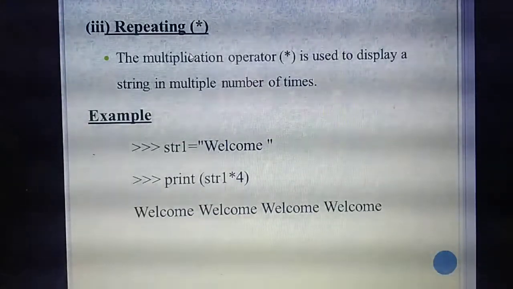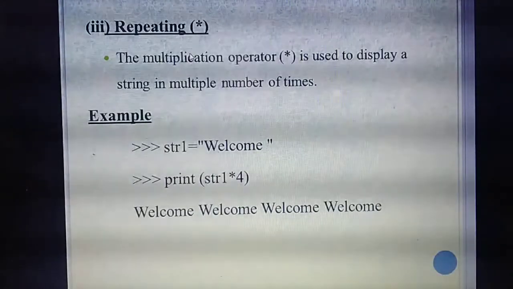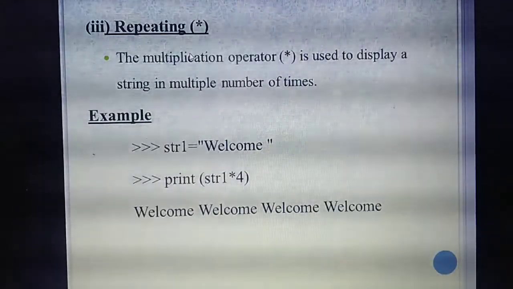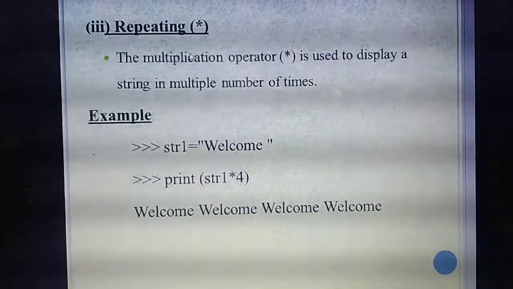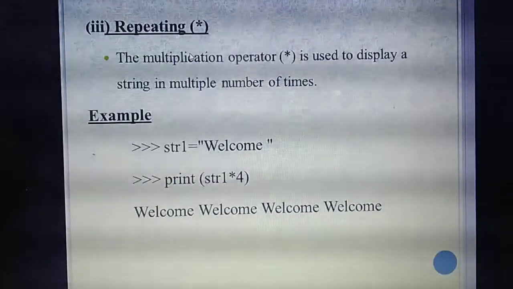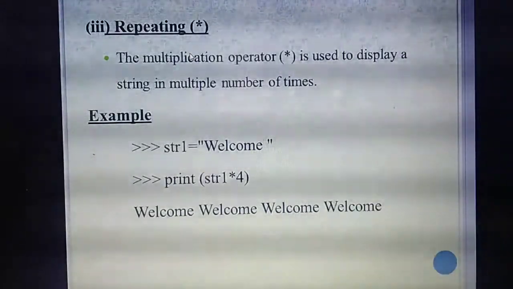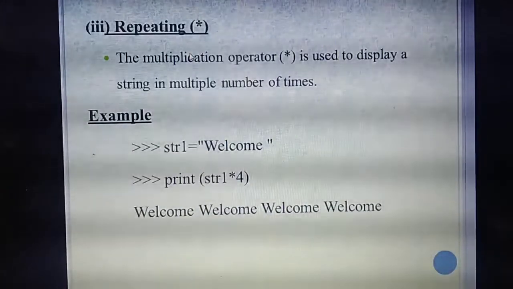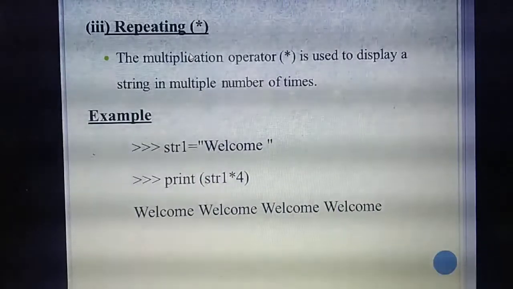For example, if you need to display a particular line more number of times, you need to give the line and give the number of times. However many times you give, that many times you will get the particular output. Understand what's the use of repeating? The name of the operator is the multiplication operator. It will display the particular string more number of times.